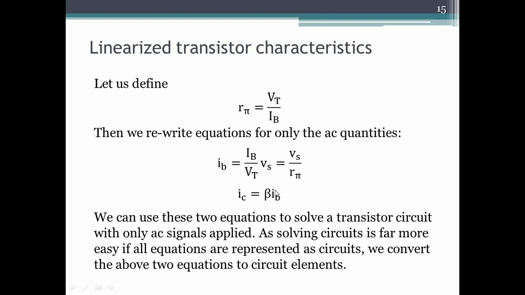So we say, well, let's convert this and these to circuit elements. IB is, Vs is of course the base voltage. In fact, to be more specific, this is a base emitter voltage. So the base current is equal to the base emitter voltage divided by R pi, and the collector current is a constant times the base current. So the way we represent that in circuits is, this is what we do.